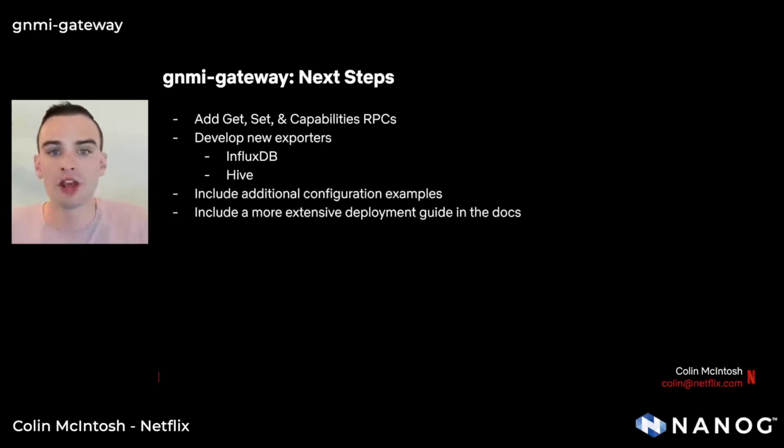So while we're very happy with how far we've come with GNMI gateway, we still have a lot of work planned. While we plan support for all 4 GNMI RPCs, we currently only use the subscribe RPC, so building out functionality for the set RPC is up next. We also want to develop additional exporters to help drive the integration of GNMI into more traditional automation tools and infrastructure. Finally, docs and examples can always be improved, and that's something that we want to add more of. We hope to soon have more configuration examples, as well as a more extensive deployment guide that goes beyond what's currently available in the README.